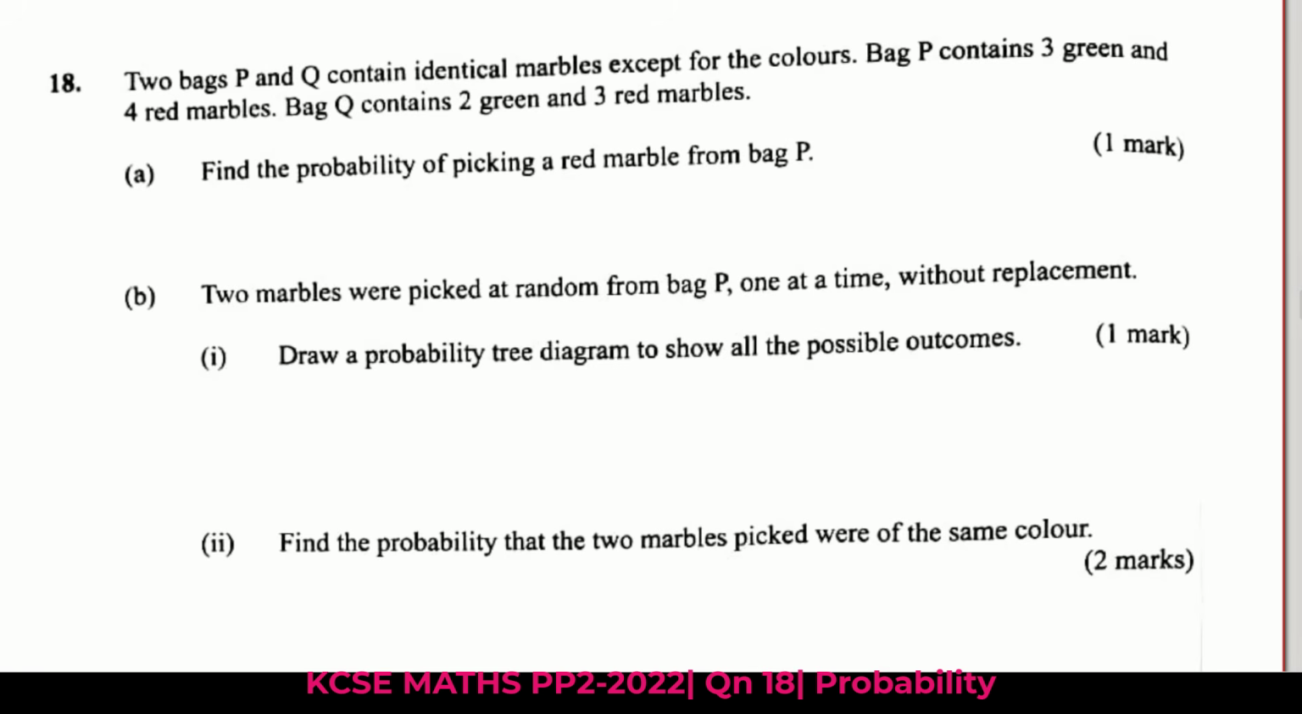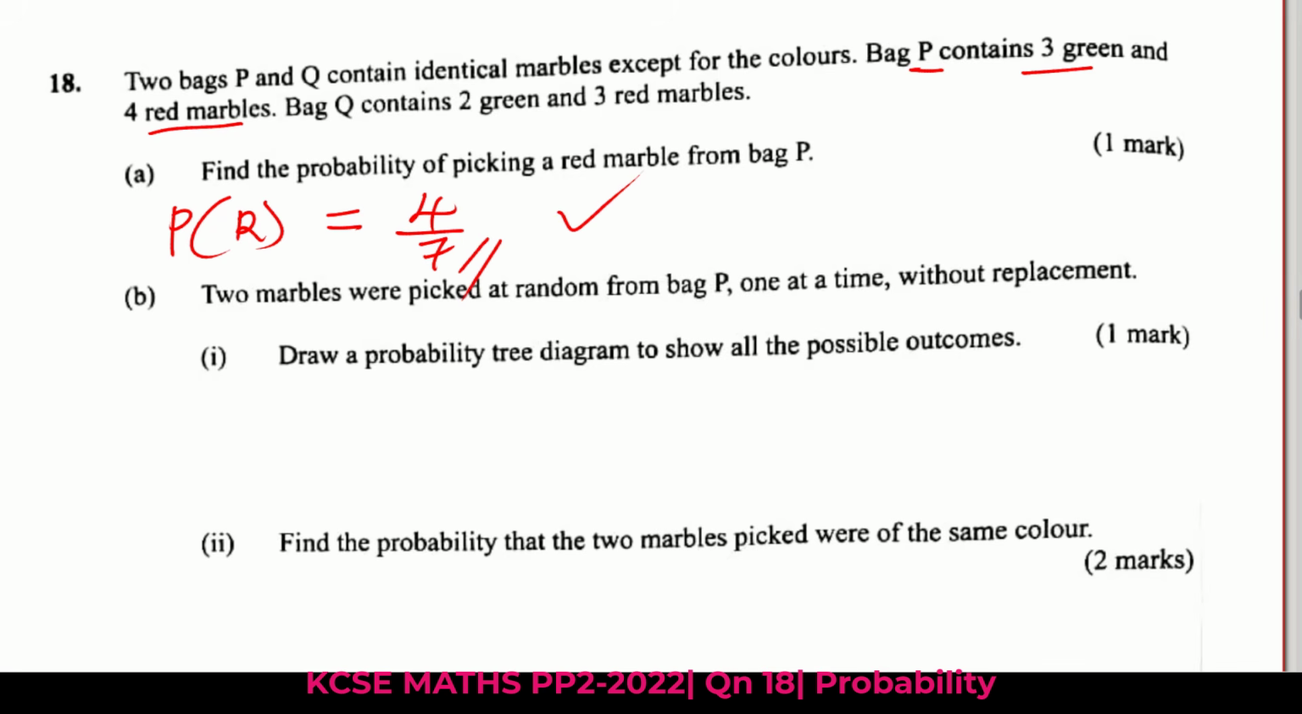We have 2 bags here, and bag P contains 3 green marbles and 4 red marbles. Now we're supposed to find the probability of picking a red marble from bag P. Just look at the number of red marbles, there are 4. Then you divide by the total number of marbles in that bag, that is green plus red, which is 3 plus 4. So the probability of picking a red marble will therefore be 4/7.